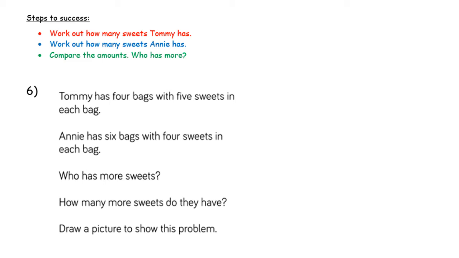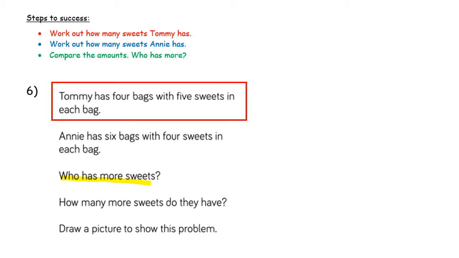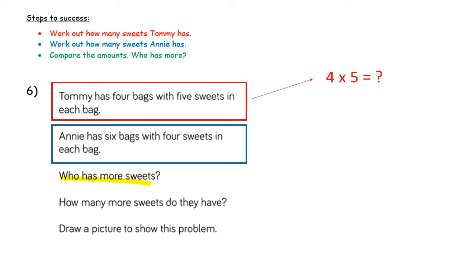So Tommy has 4 bags with 5 sweets in each bag. Annie has 6 bags with 4 sweets in each bag. Who has more sweets? Okay, and how many more sweets do they have? So what you need to do is you first need to work out how many sweets Tommy has. So Tommy has 4 bags with 5 sweets. So 4 times 5 is what? Okay. Then you need to work out how many Annie has. So she's got 6 bags times 4.